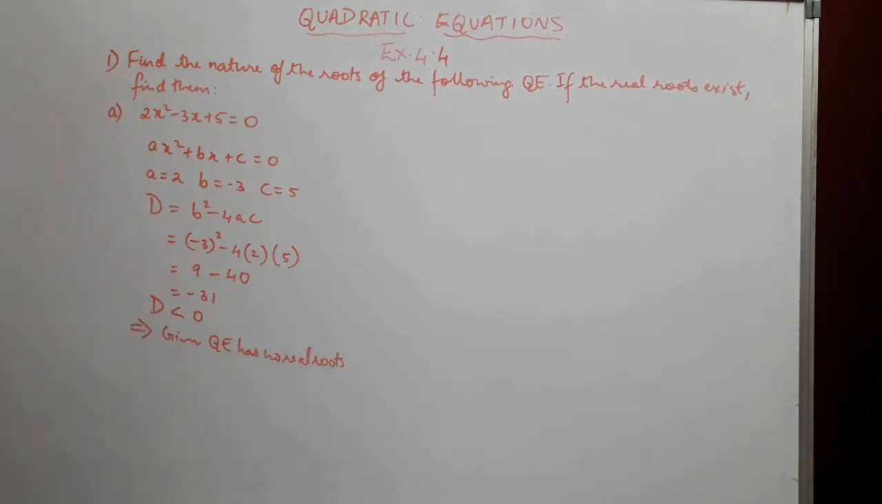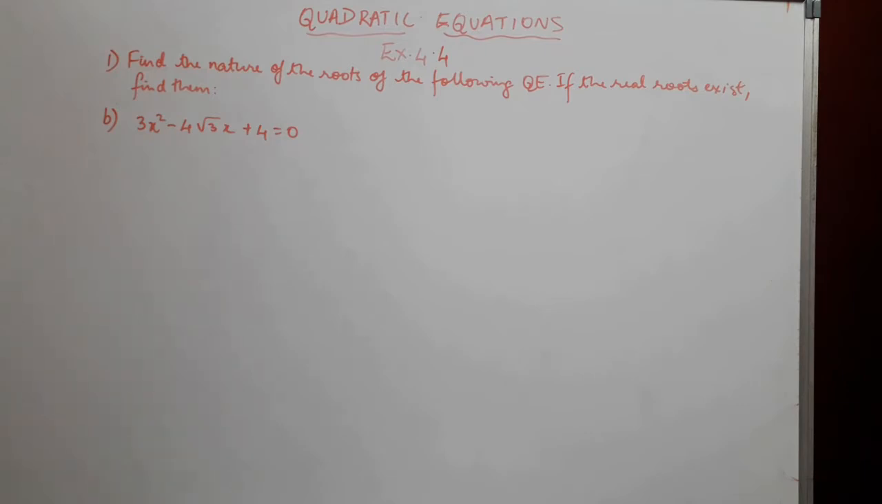Because the discriminant came less than 0, when it came negative, we say that it has no real roots. And as per the second part of the problem, only if it has got real roots, we need to find them. Now that it doesn't have any real roots, we can stop here and go to the next problem.